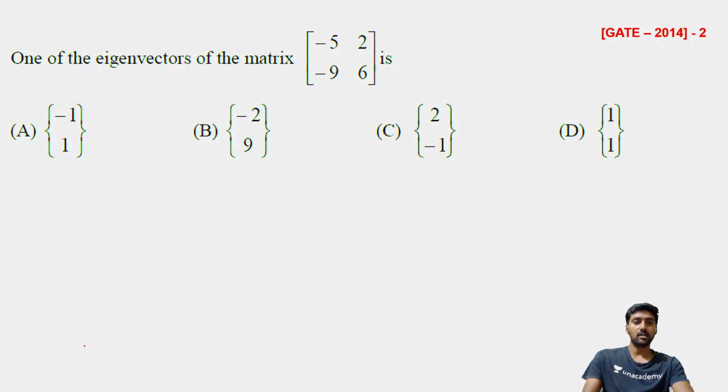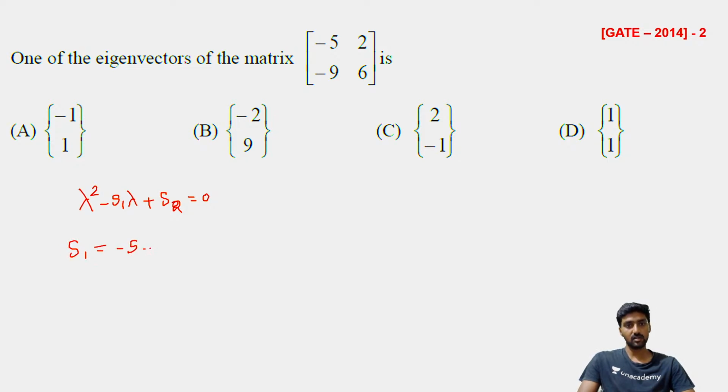And coming to the eigenvector, first we require the eigenvalues. Lambda square minus s1 lambda plus s2 is equal to 0. We require the s1 value. S1 is equal to the sum of the main diagonal elements, minus 5 plus 6. It's equal to 1.